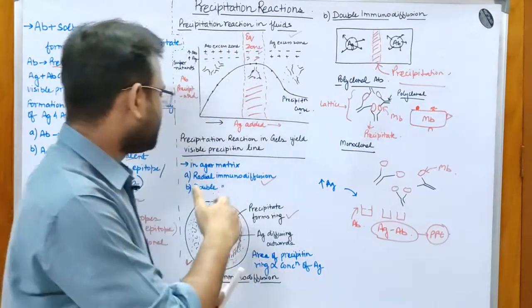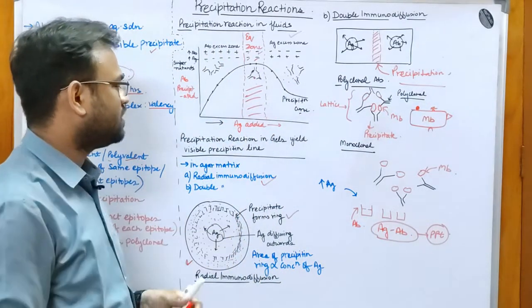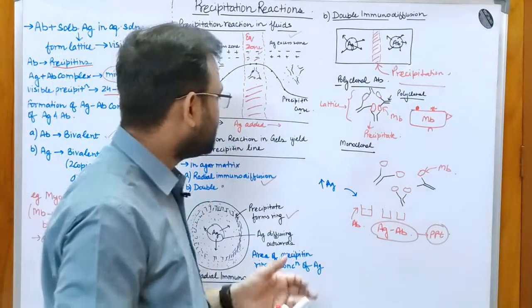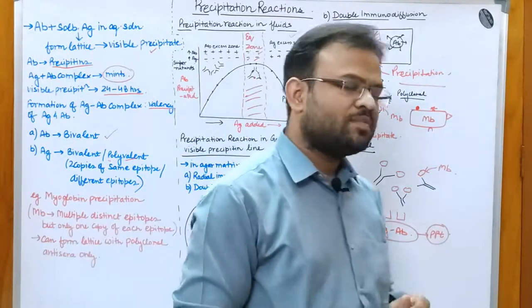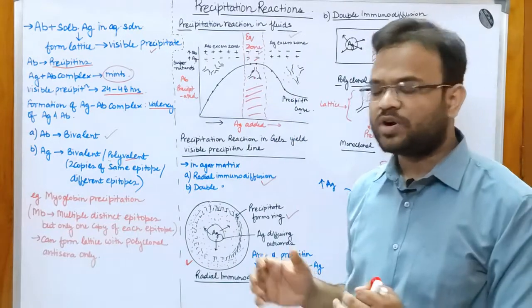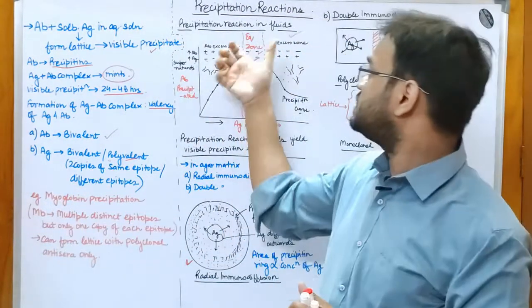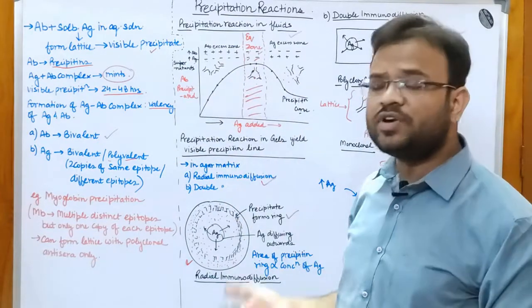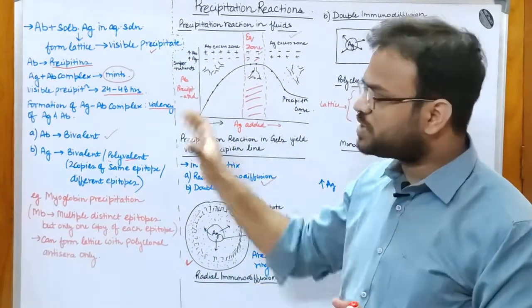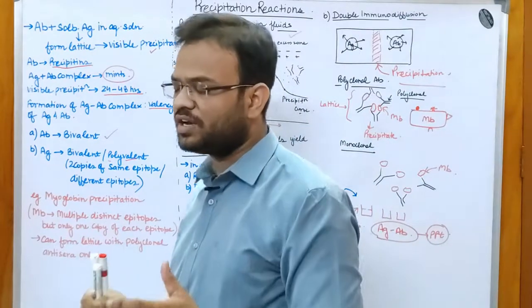So these were the two reactions. One was in the fluid, one was in the gel. So I believe you would have a clear-cut idea of what is radial immunodiffusion, what is double immunodiffusion, how the precipitin curve gets formed, and what is precipitation reaction.